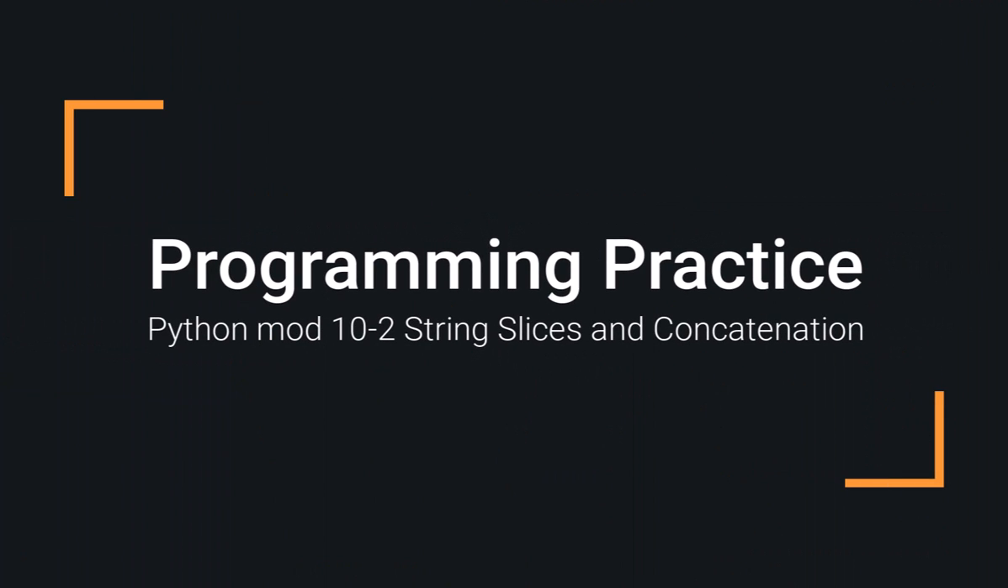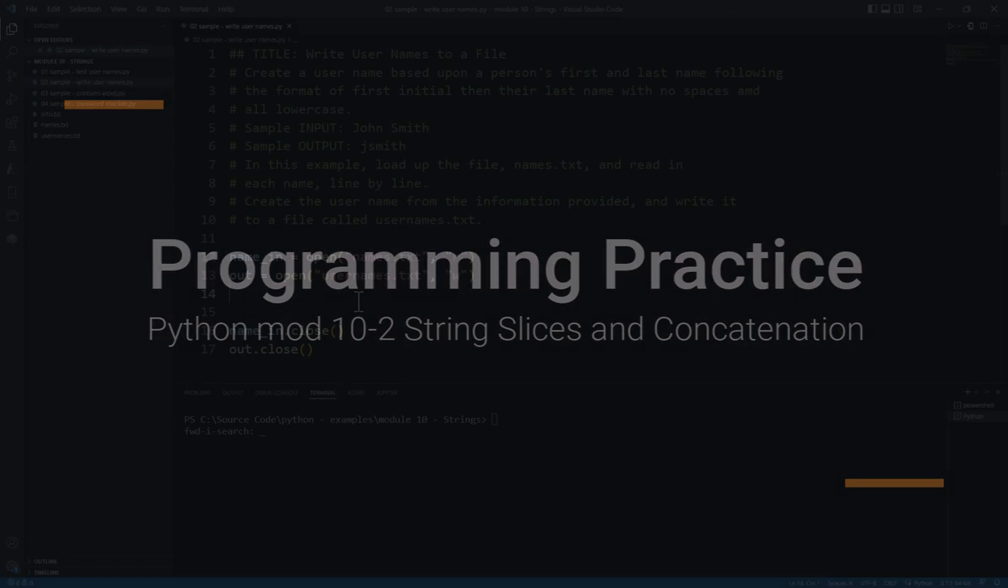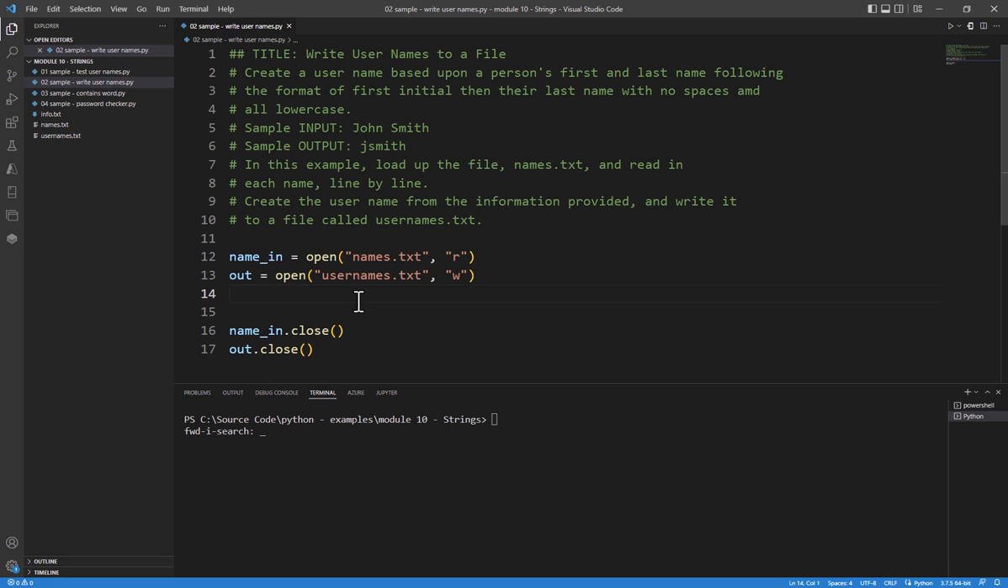The best way to get better at programming is to practice. In this example, we're going to read in a file a list of people's names. We're going to convert those to a username, and then we're going to write the username to an output file.